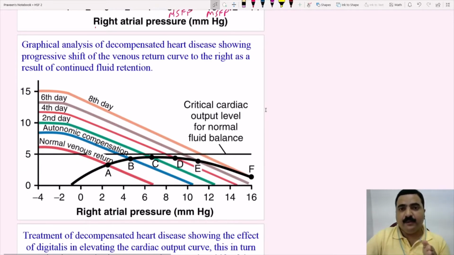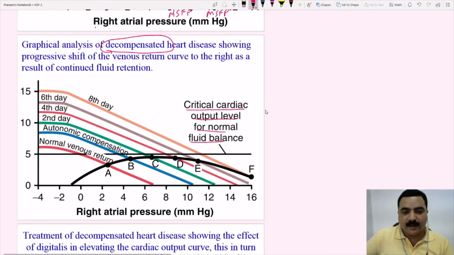In the next scenario, it is not compensated. Okay, this is a decompensated heart failure. That means by all these mechanisms, like the sympathetic, the RAS system, and all other hormonal and compensatory mechanisms of the body, the critical cardiac output for the normal fluid balance has not been reached. Okay, this is the critical value that is very important for the maintenance of life. So the heart has failed and has come to this point A.